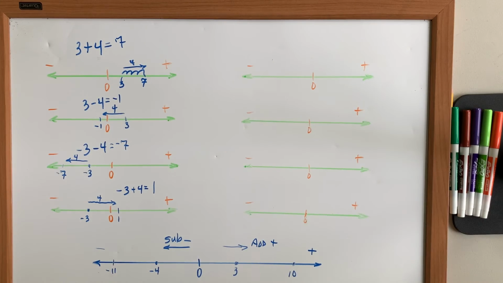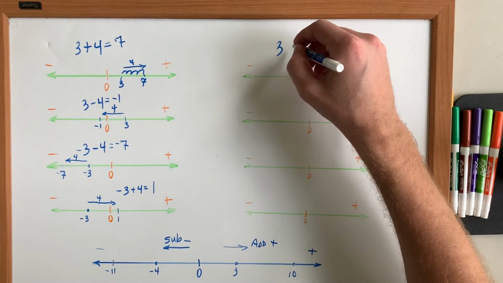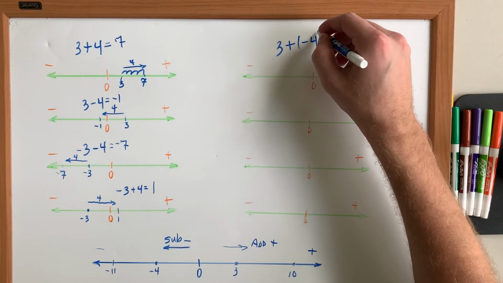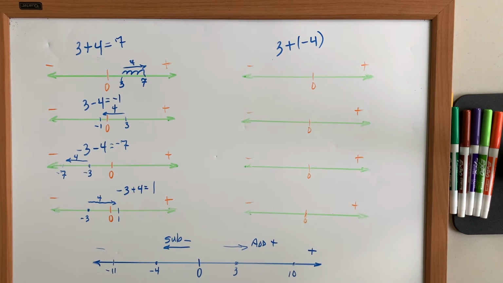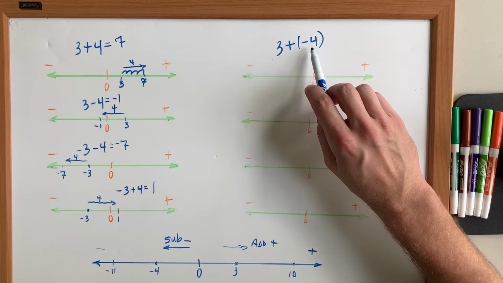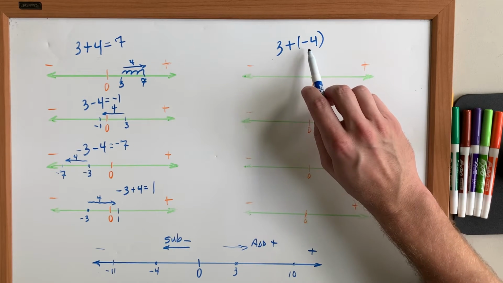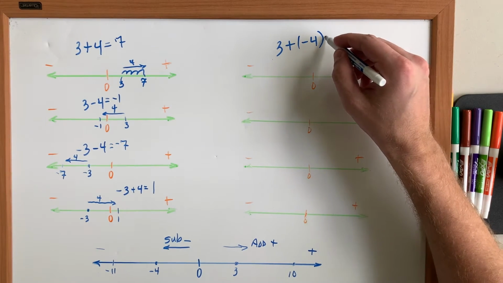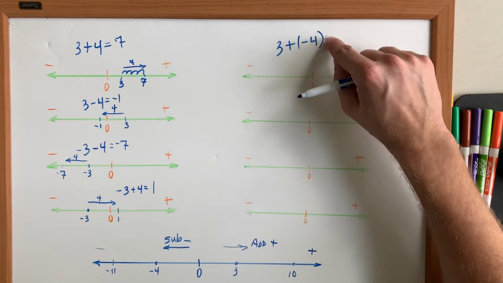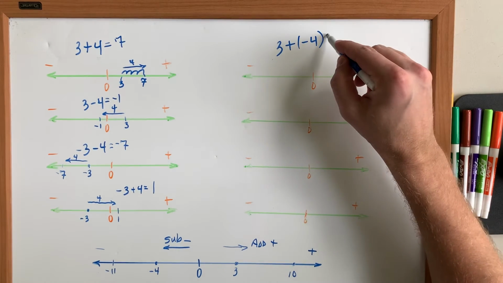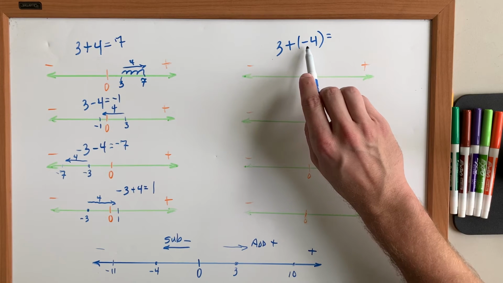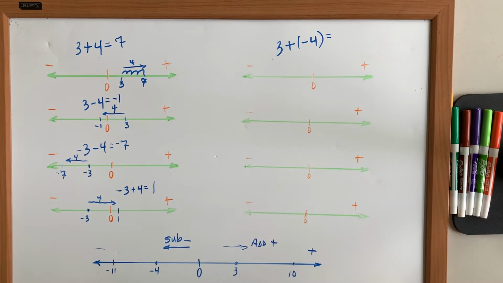Let's go ahead and add a new element to the problems that we're working on. And let's try a problem like this. 3 plus, most people read this negative 4. They'll say 3 plus negative 4. And while that's not wrong, what I want to encourage you to do is to think of this as not negative 4, but as the opposite of 4. That little symbol right there means the opposite of 4.